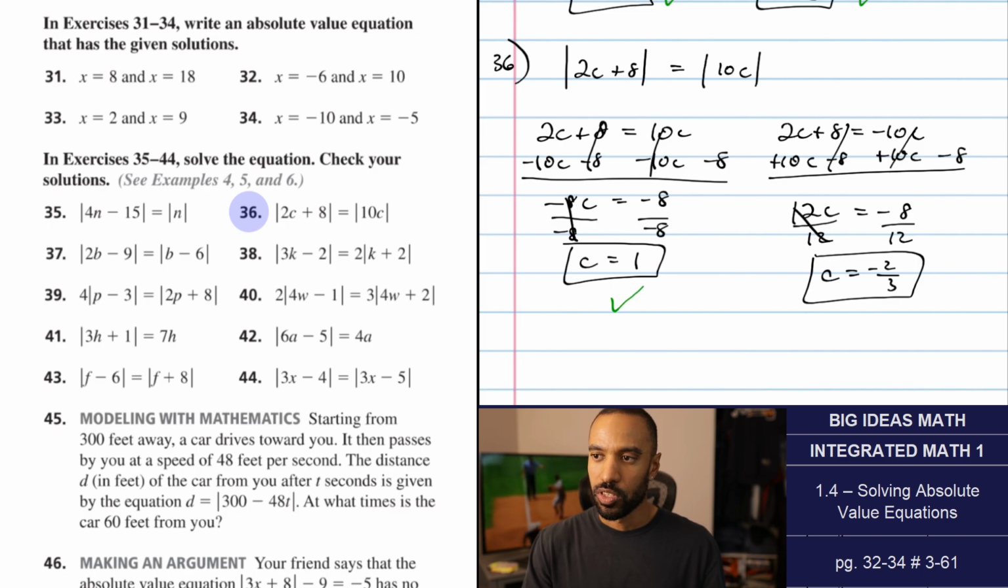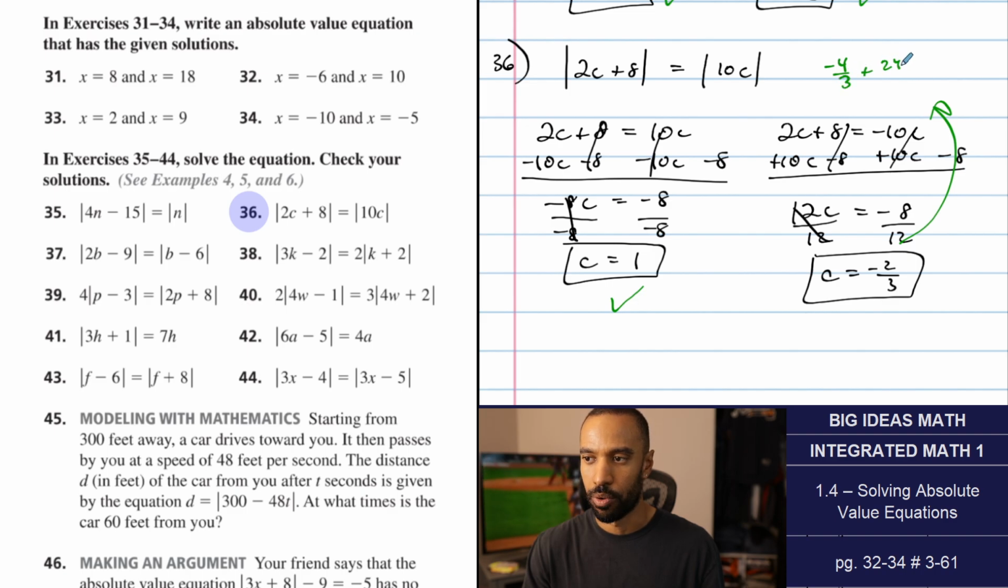Negative 2/3, it's going to be tricky no matter what I say here. I might have to write this one out just to get you the idea. 2 times negative 2/3 is negative 4/3. Plus 8 is plus 24/3. So that's 20/3 we're taking the absolute value of. 10 times negative 2/3 is negative 20/3. So the absolute value of 20/3 equals the absolute value of negative 20/3. That seems to pan out.